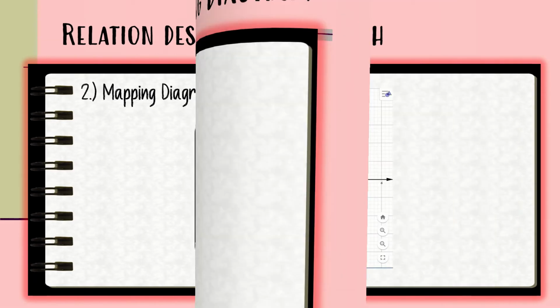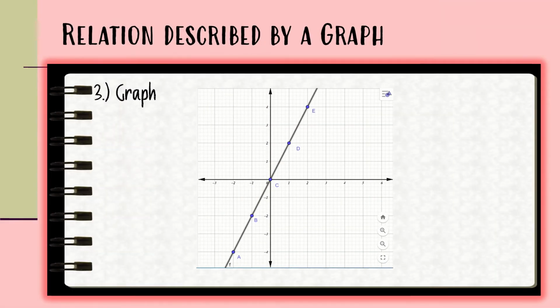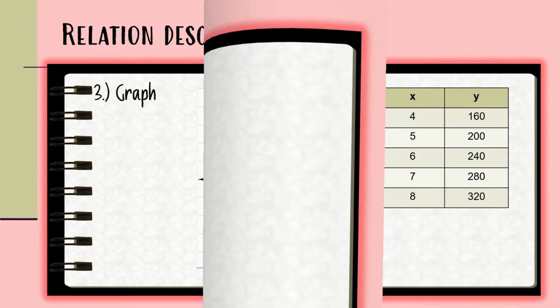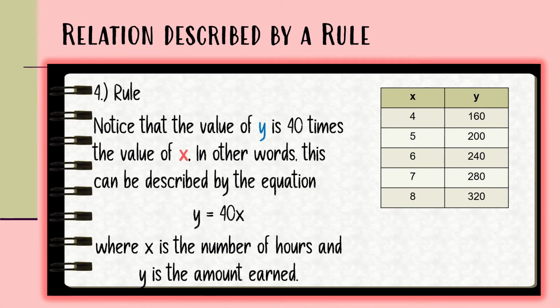For the graph, we have this example. To represent a relation by using a graph, we just have to plot the set of ordered pairs of the relation. And for the rule, look at the table. This was from our first example. Notice that the value of y is 40 times the value of x. In other words, this can be described by the equation y equals 40x, where x is the number of hours and y is the amount earned.